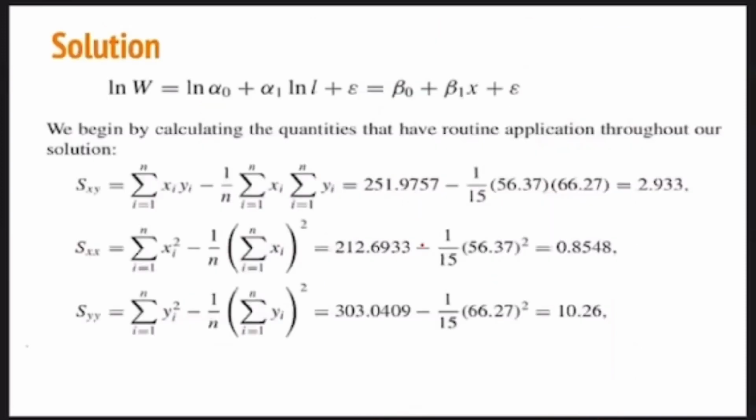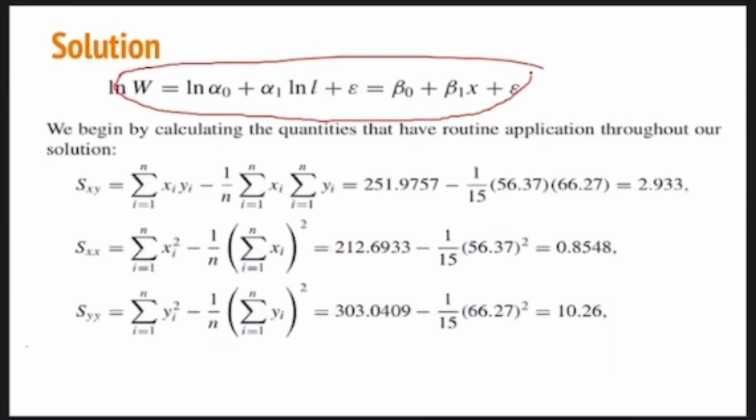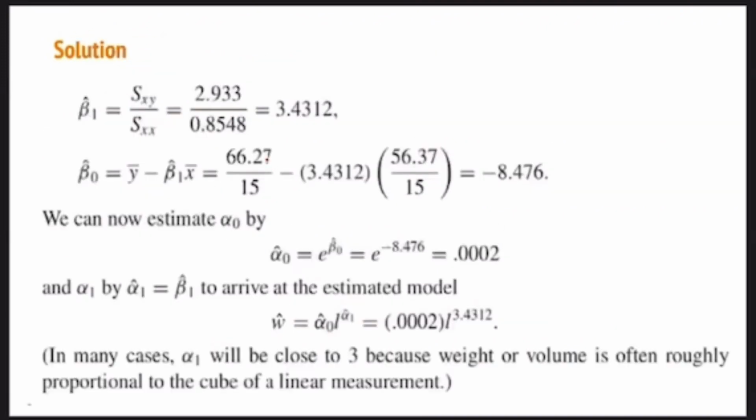Now, if you have X and Y, we can use the linear model that we have learned. Take a look at this. This is a model. In a linear model, we need to get beta naught and beta 1. The beta 1 cap is Sxy over Sxx, and the beta naught cap is y bar minus beta 1 cap x bar. Now, how am I going to get Sxy? How am I going to get Sxx?